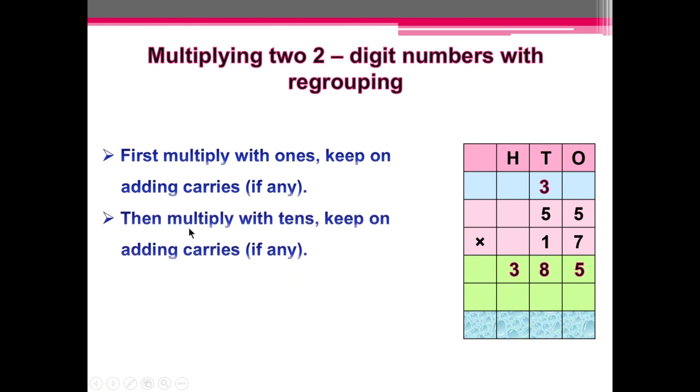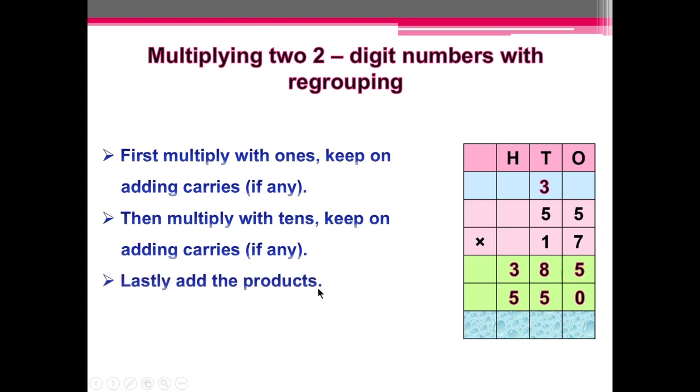Then, multiply with tens. Keep on adding carries if any. You remember, right? We are talking about the tens of the multiplier. As we all know, 0 comes at the ones place in tens. So, we'll put 0 here. Then, we'll start our multiplication. 5 multiplied by 1 is equal to 5. Again, 5 multiplied by 1 is equal to 5.